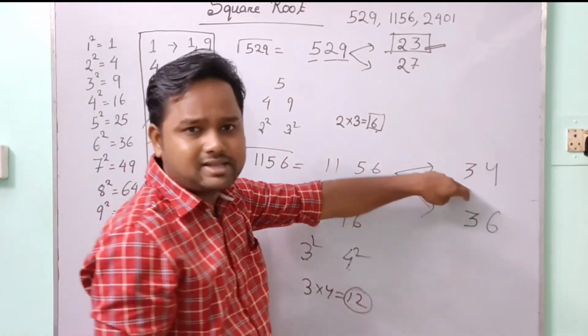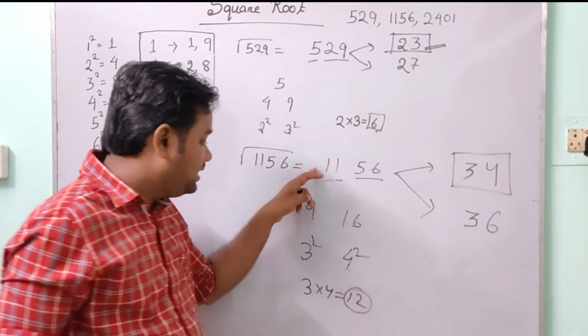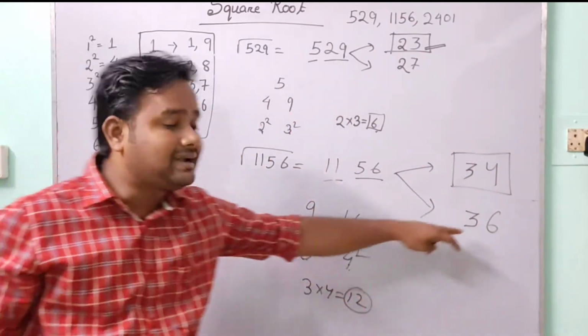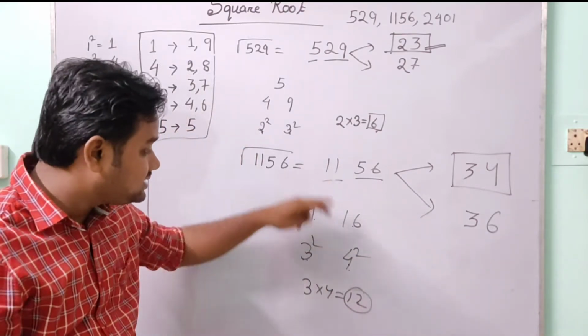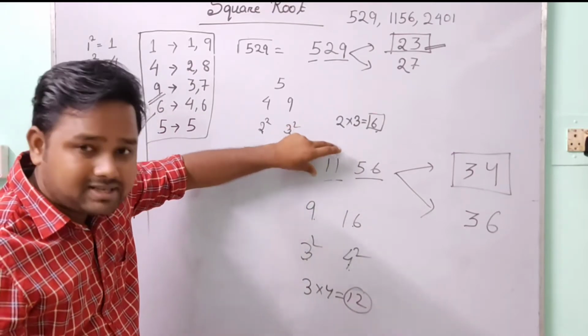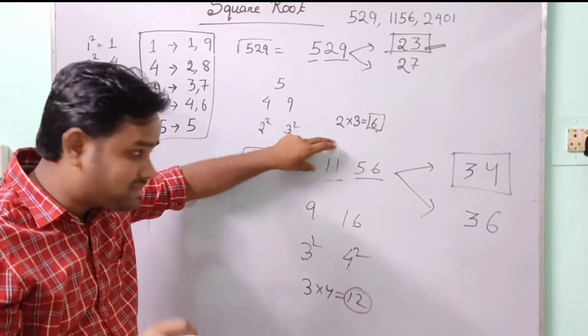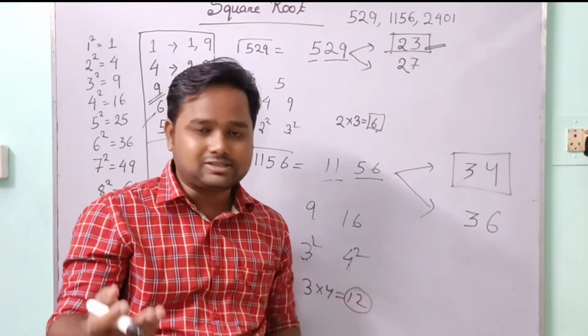So the lesser number is the answer. 34 is the answer. If 11 was greater than 12, then 36 would be the answer. But now 11 is less than 12. The resulting part is greater than the required part. So in the question, if the number is less, then the lesser number is the answer. If the number is greater, then the greater number will be the answer.